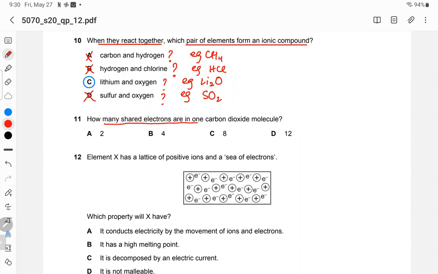How many shared electrons are in one carbon dioxide molecule? So here you have a carbon dioxide molecule. Can anybody work out? 8. Okay, that's very good, because carbon has 4 electrons, and when carbon forms a bond with oxygen, each oxygen shares its 2 electrons and has 2 lone pairs. So in this way, these are the shared pairs, and if we count, what will we get? 8 electrons is the answer. So C is my correct answer.